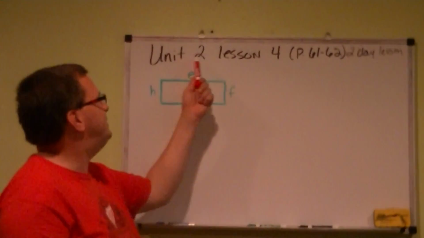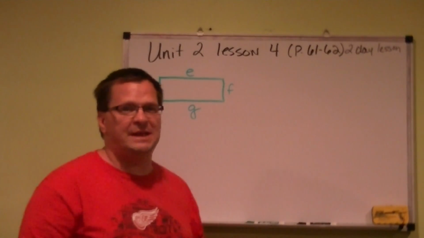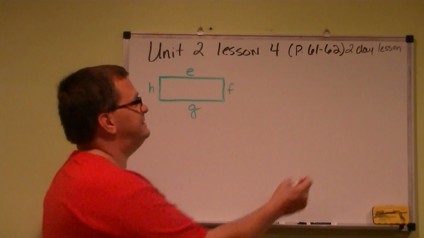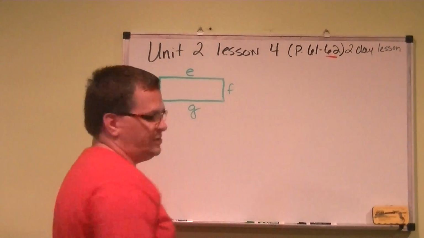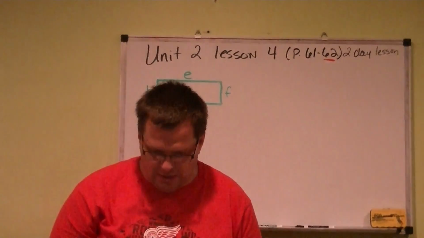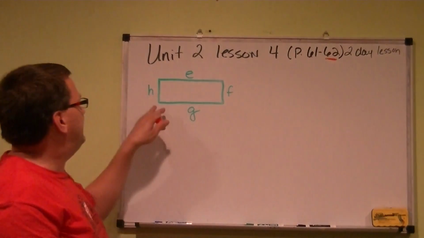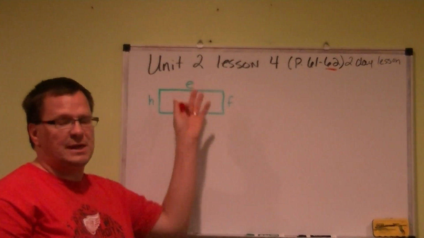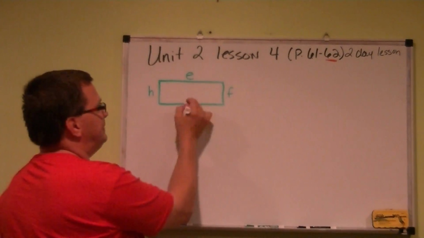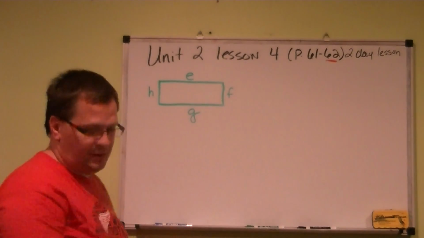Alright, again, we're going to be talking about Unit 2, Lesson 4. We're going to be on our second day, on page 62. We're going to focus on rectangles. First of all, when we looked at a rectangle, we said yesterday it has parallel lines, because E and G are parallel, and H and F are parallel.